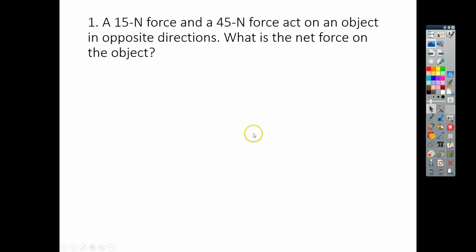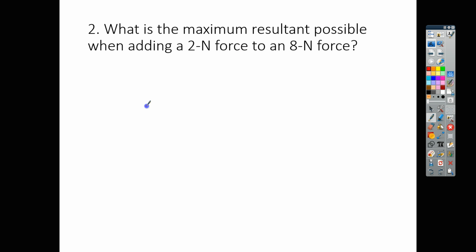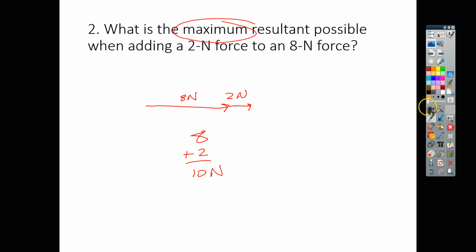Question number 2 says, what's the maximum resultant possible when adding a 2 Newton force to an 8 Newton force? If you remember, the very first thing we did was add these different forces. So let's say that this one's 8 Newtons. In order to get the maximum, I would not want to add it back the other way or add it up to the straight up and then have that line that we have here. Instead, we're just going to attach it right to the end of this one. So this would be 2 Newtons. So we're just going to take 8 plus 2, and we end up with a 10 Newton maximum resultant possible.